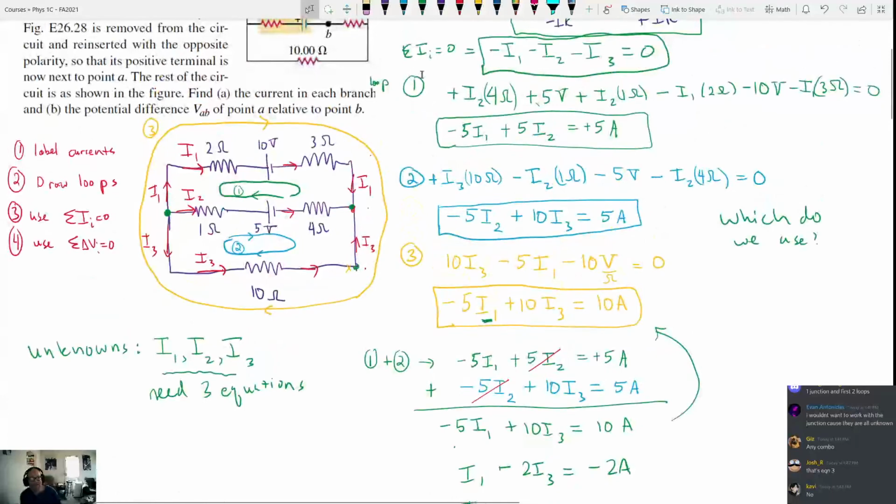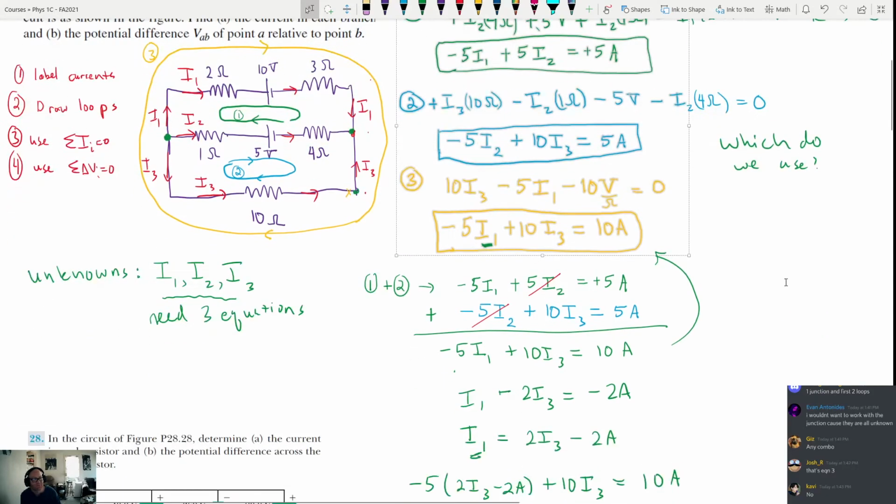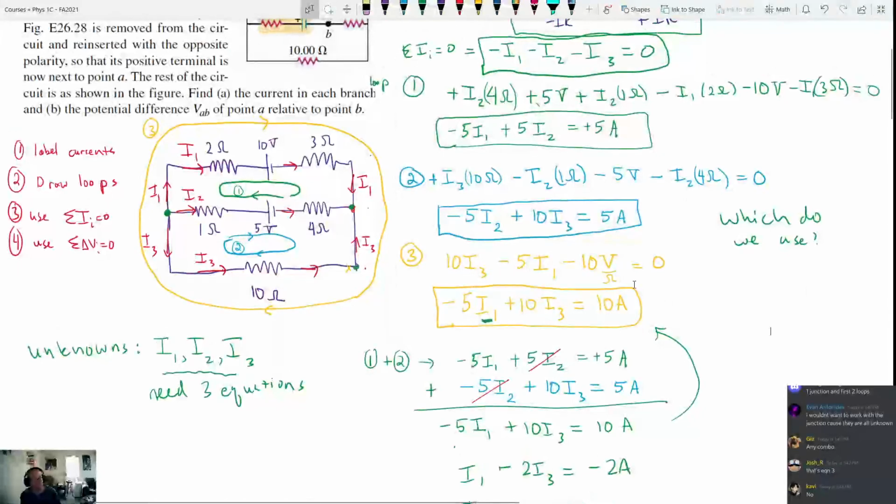So the answer is that you cannot ever use all 3 loops. That is not allowed. You can, however, use the junction rule with any of the two loops. So I can use the junction rule with 1 and 3, 1 and 2, or 2 and 3. There's 3 possible combinations, right? But you cannot use just the loop rules. That's the lesson to be learned from that. And the reason why is because no matter how you choose your loops, one of the loops is merely going to be a linear combination of the other 2 equations.